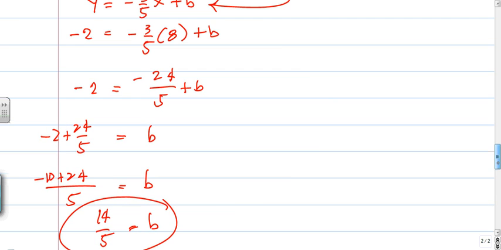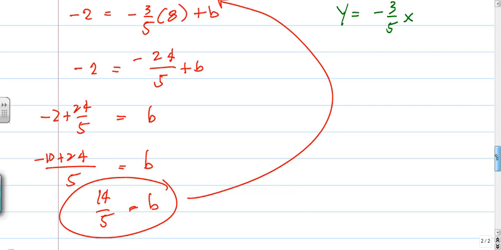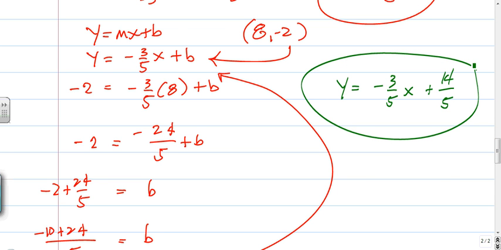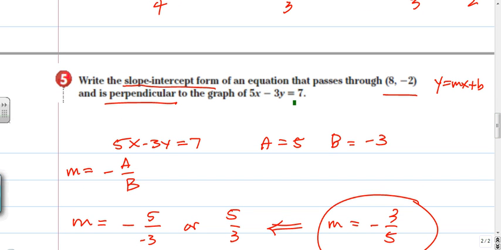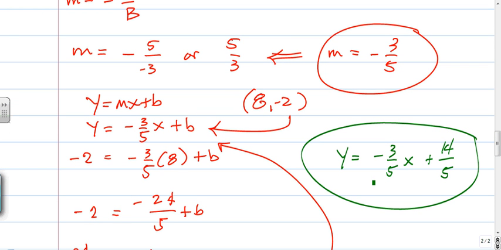So get your y-intercept and substitute it back into your original y equals mx plus b using the slope negative 3/5. If I'm going to rewrite this, it now becomes y equals negative 3/5 x plus 14/5. This is now the equation of the line that is perpendicular to 5x minus 3y equals 7 and passes through (8, -2). And that is now your slope-intercept form.